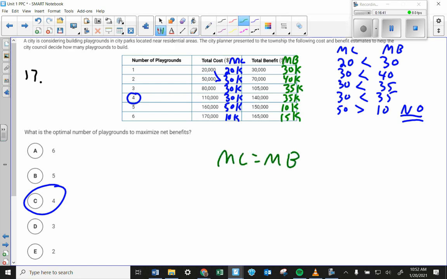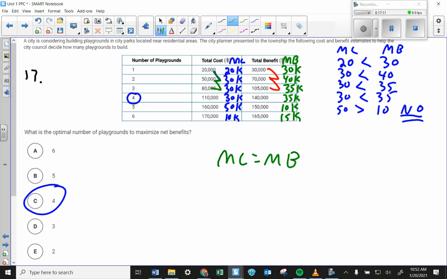So you have to calculate the marginal cost for each of these. For the second unit, it's 50,000 minus 20,000, which is 30,000. For the third unit, it's 80,000 minus 50,000, which is 30,000. You calculate all your marginal costs, which I have in blue. Then you do the exact same thing for marginal benefit: 70,000 minus 30,000 is 40, 105,000 minus 70,000 is 35. You calculate all that.